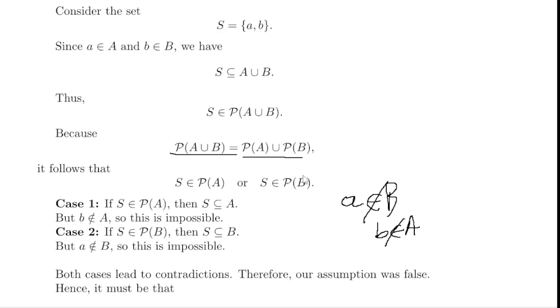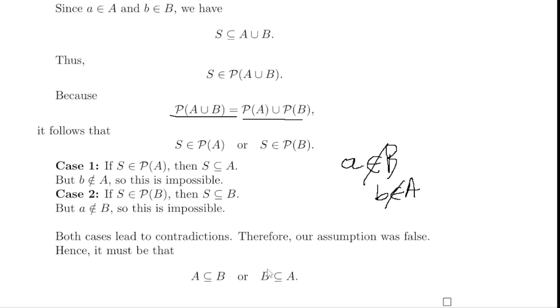And then if S is in the power set of B, then S has to be contained in B, but we know that a is not in B. So this is also impossible. Both cases lead to contradictions, therefore our assumption was false. Hence it must be that A is contained in B or B is contained in A. And that completes the proof.